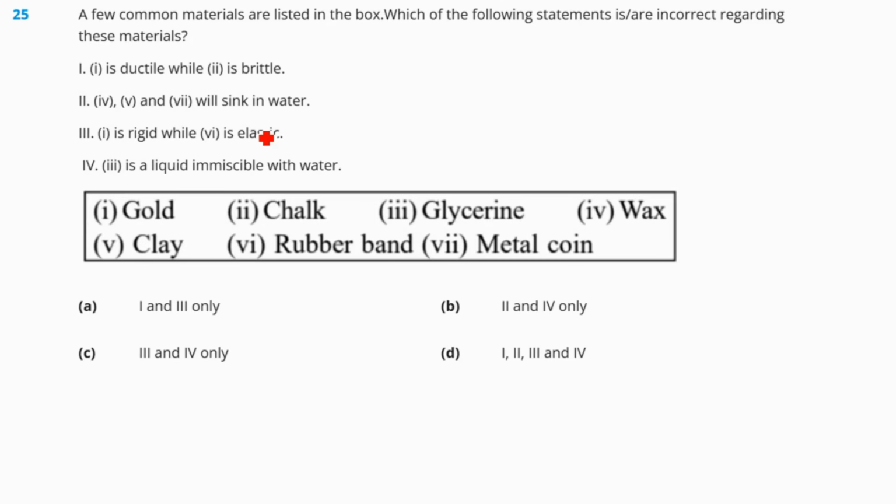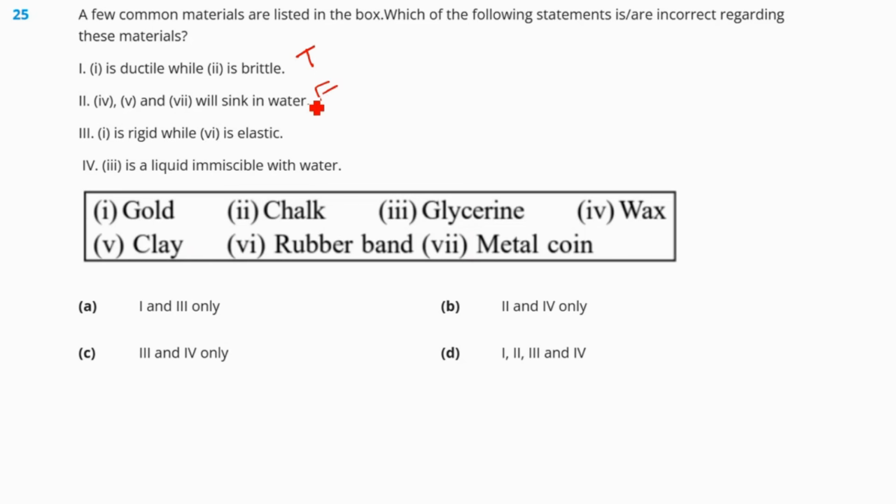No, 1 is correct. This is 2. 4, 5 and 7: 4 wax, 5 clay and 7 metal coin. They sink in water. How come wax will sink in water? Metal coin and clay can sink in water but not wax. This is a false statement.